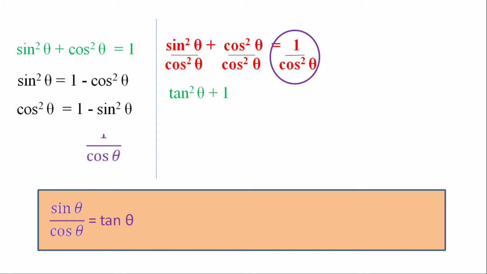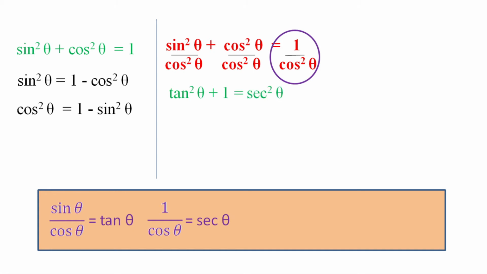What is 1 upon cos theta? It is sec theta. So what is 1 upon cos square theta? It is sec square theta. So this is how we got our fourth identity: tan square theta plus 1 is equal to sec square theta.